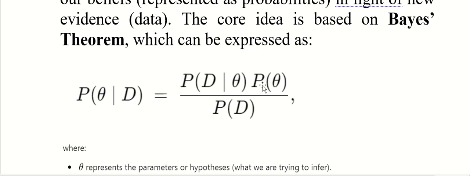So that's what we need to calculate, actually, the posterior. We have the prior, which is our initial belief, and we want to see, after having new data or evidence, how that initial belief has changed. So this is the idea of Bayes' theorem.